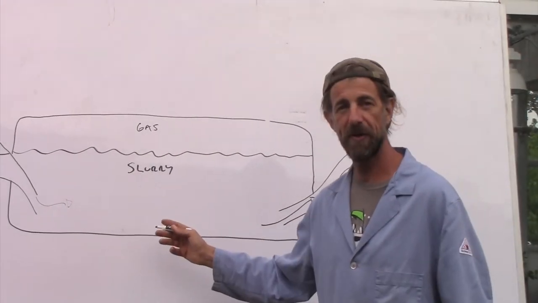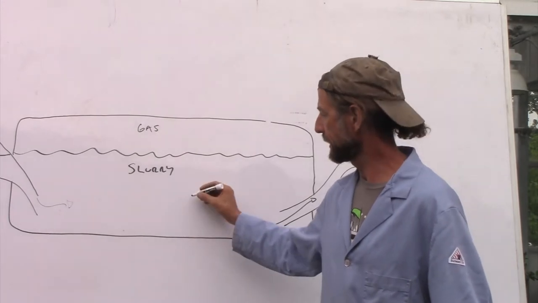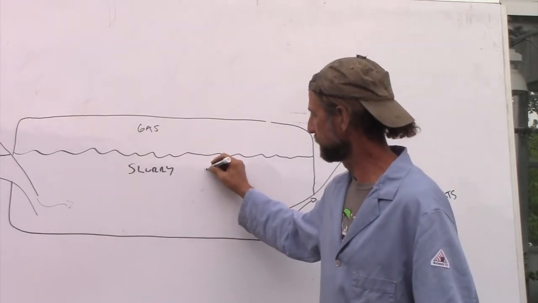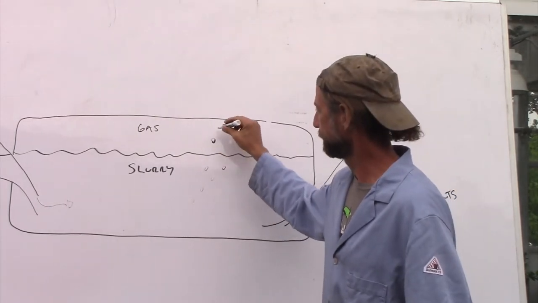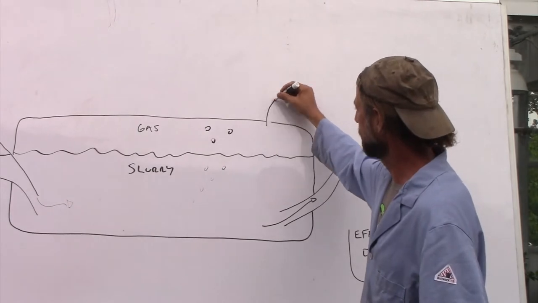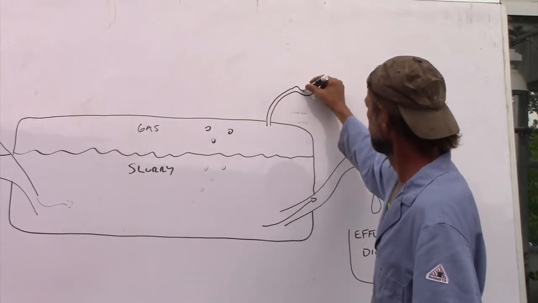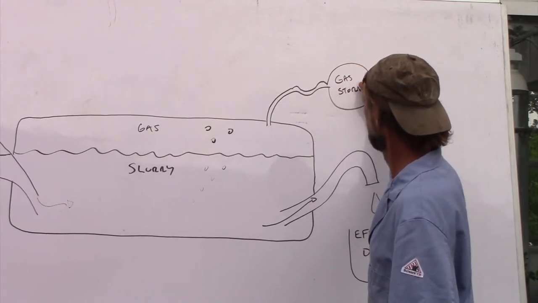As the microbes that are in our digester eat the food and the manure, they're going to make little bubbles of gas. Little bubbles of gas, and they're going to rise up through the liquid and form in this top layer up here. We have a gas layer. So if we put a pipe or a tube coming out of there, this will go to our gas storage tank.